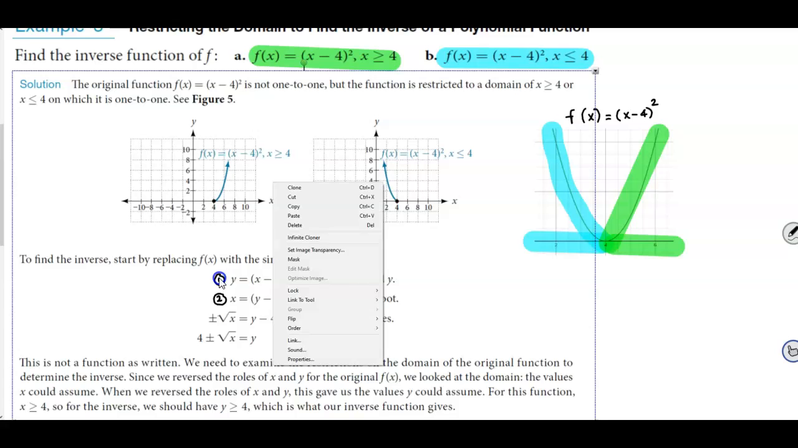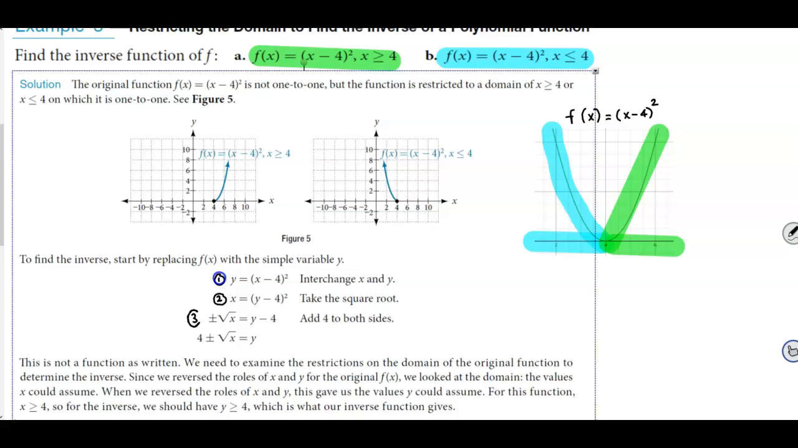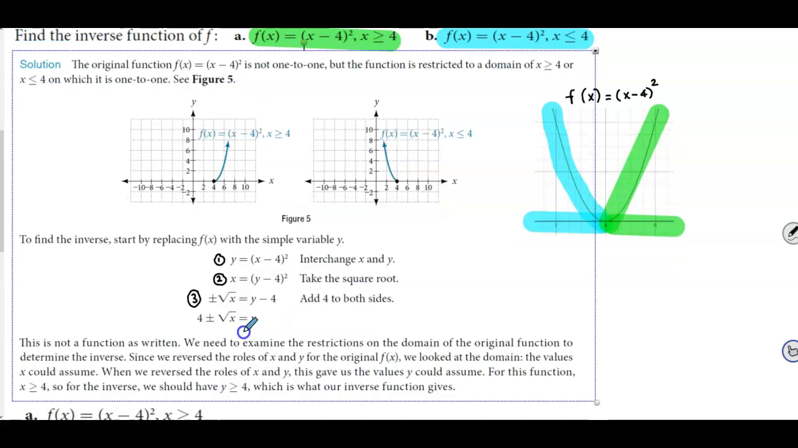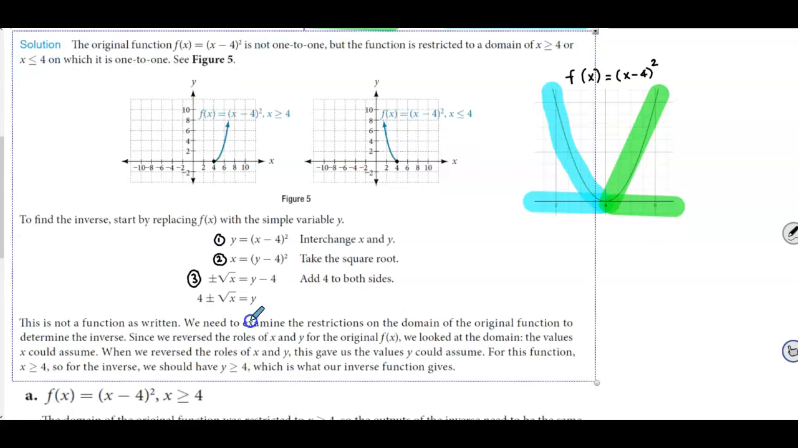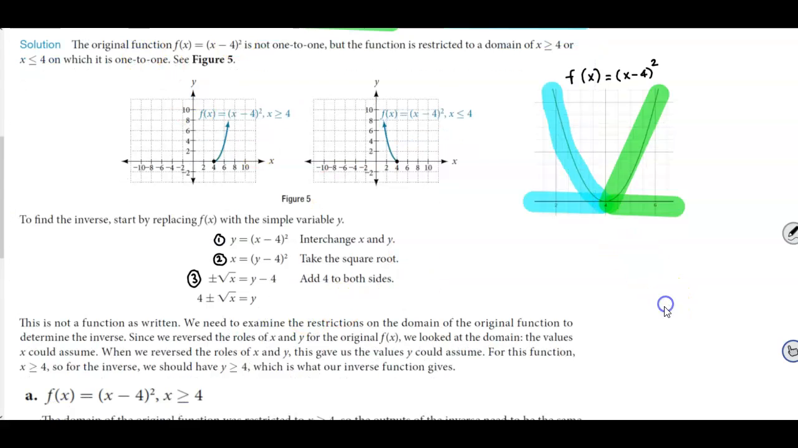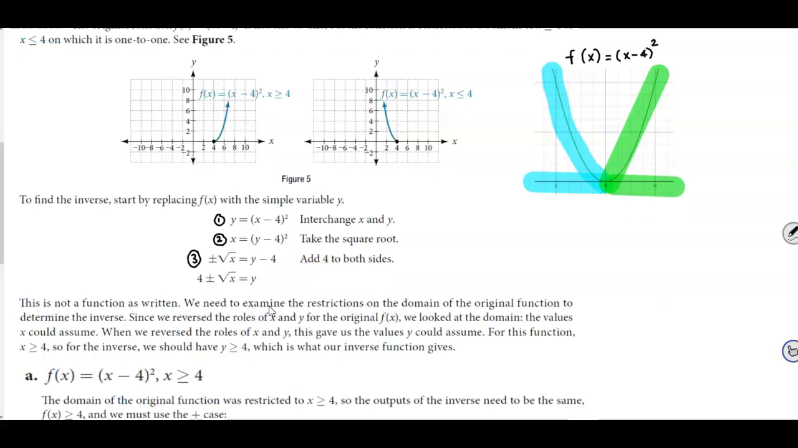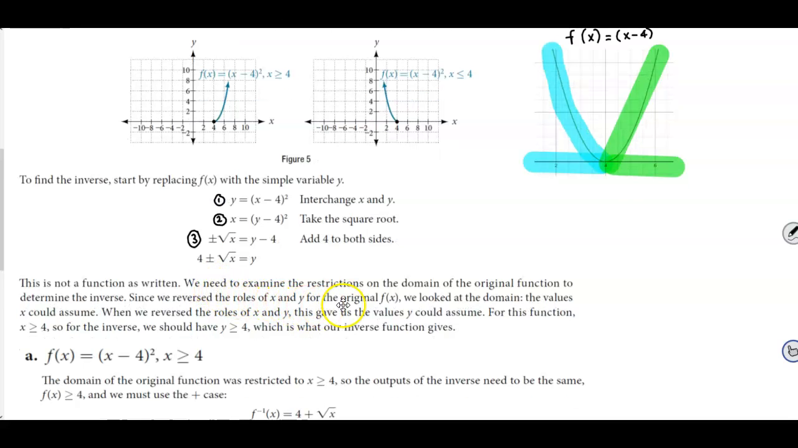What I want you to notice in step 3 is that this becomes plus or minus the square root of x, which is equal to y minus 4. If we add 4 to both sides, that means y is going to equal 4 plus or minus the square root of x. Now, we found the inverse of this function, but this is not a function as written because that means there are 2 solutions. So we need to examine the restrictions on the domain of the original function to determine the inverse.